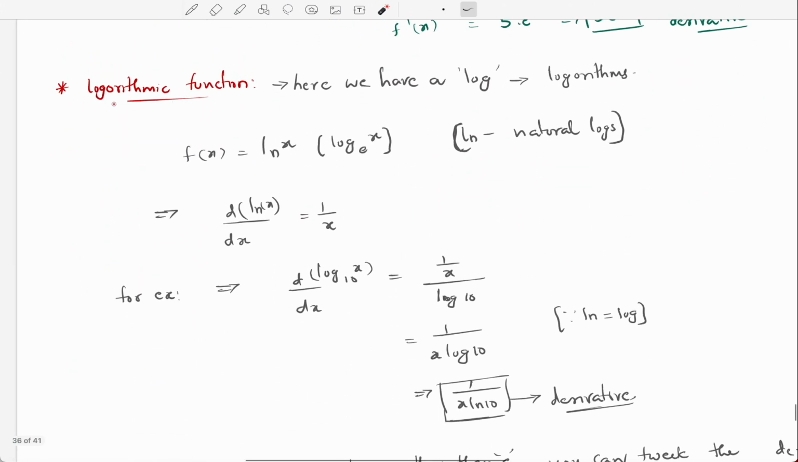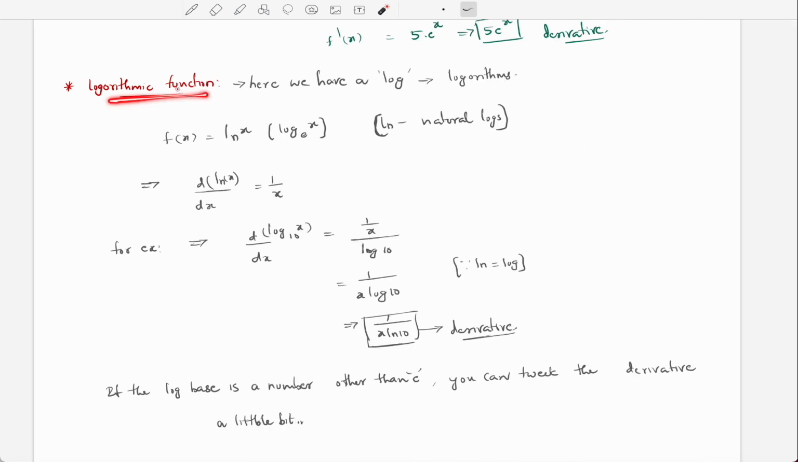After that we have the logarithmic function. So what are logarithmic functions? Here we have a log. So why do we use log here? We use log in our regularization methods and normalization methods in linear regression, and a lot more in our models. But as of now, just have a basic idea of how we use the log in our differentiation.